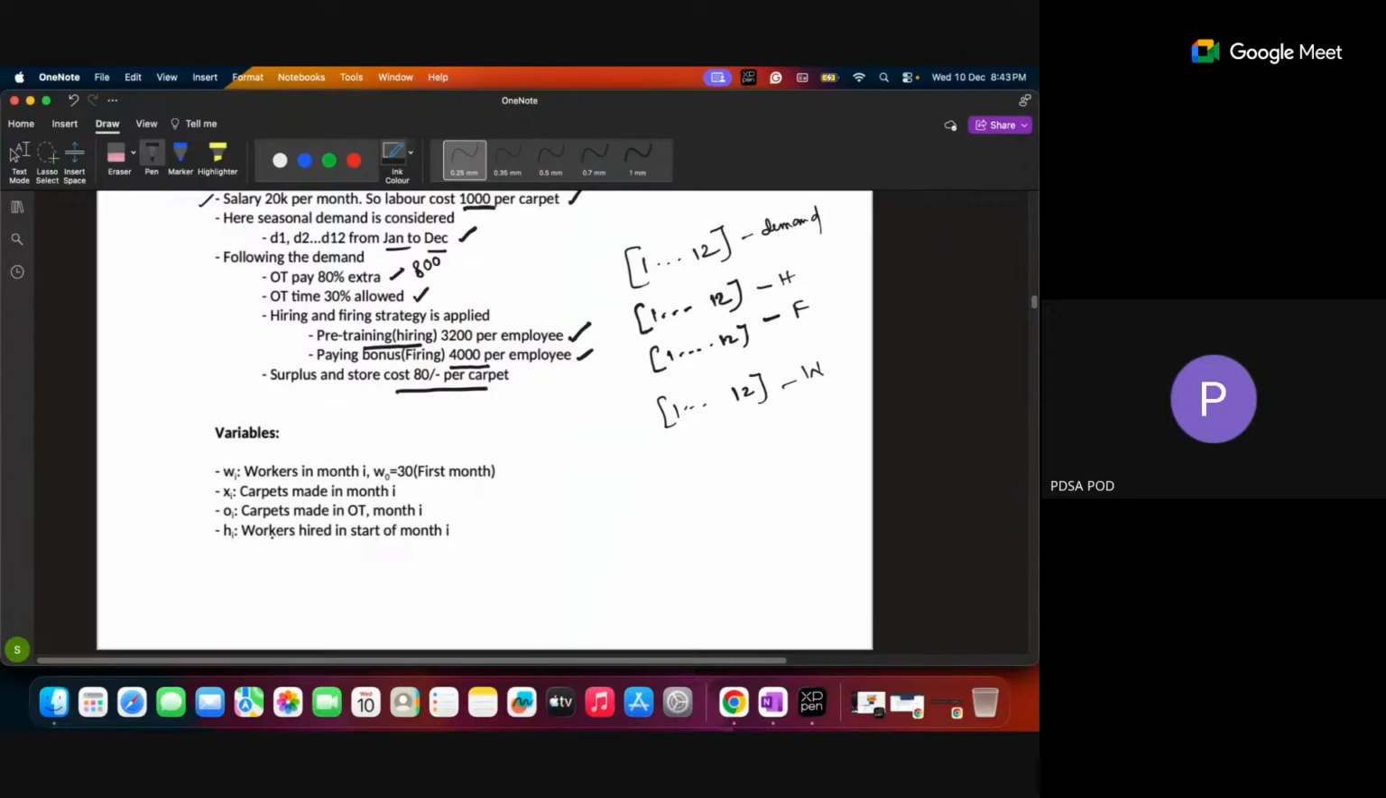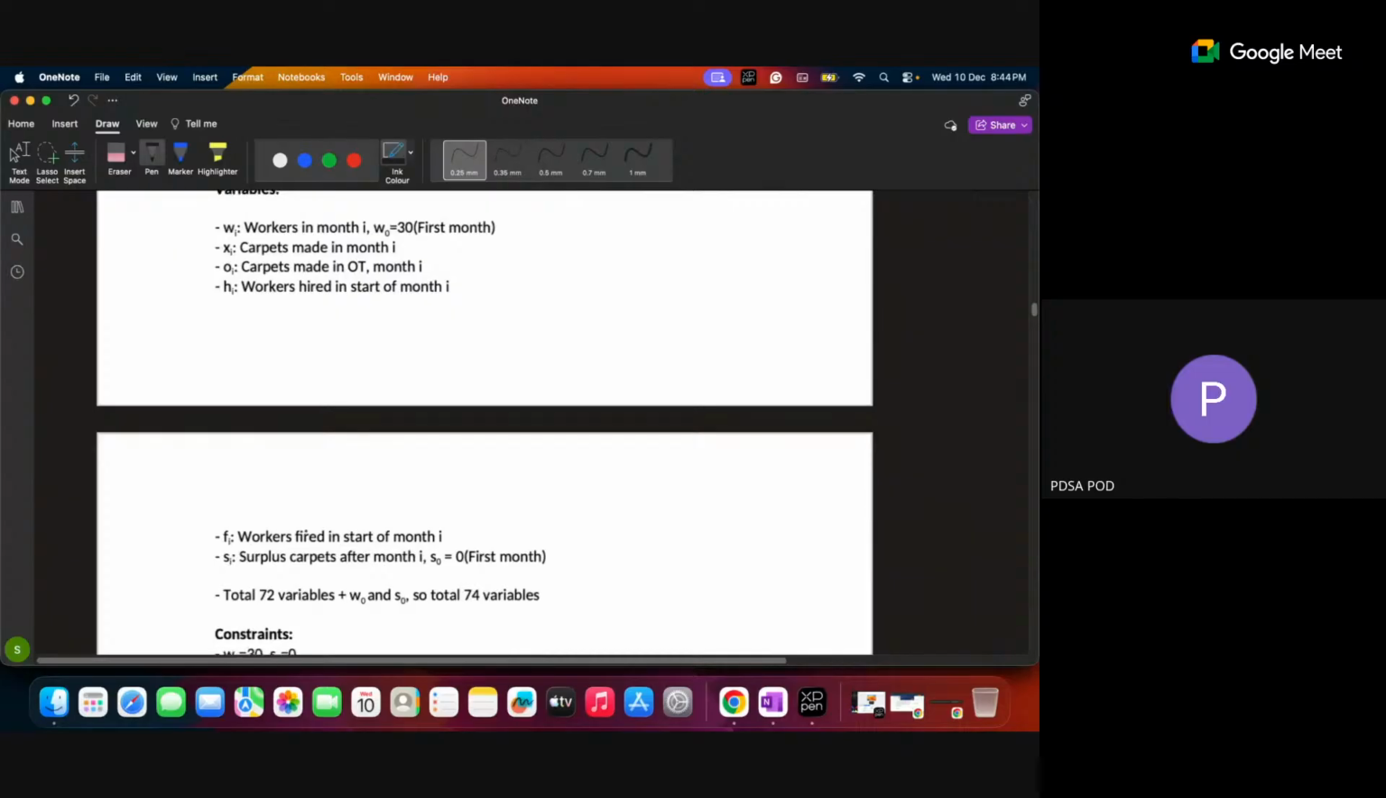Similar way, we hire employees at the start of every month if required. If it is not required, we do firing also. These are hiring and firing. Similar way, surplus carpets are stored in the warehouse. All these contain 1 to 12 values.